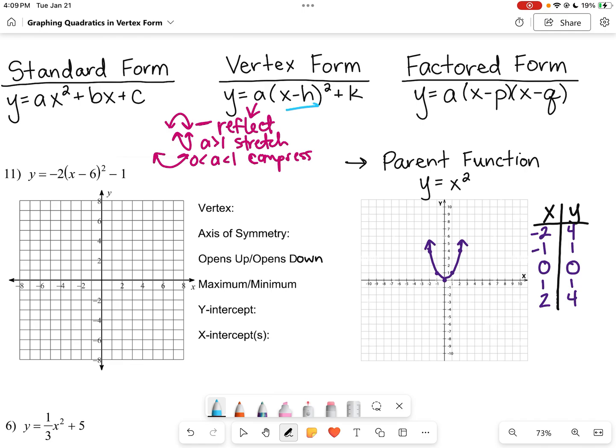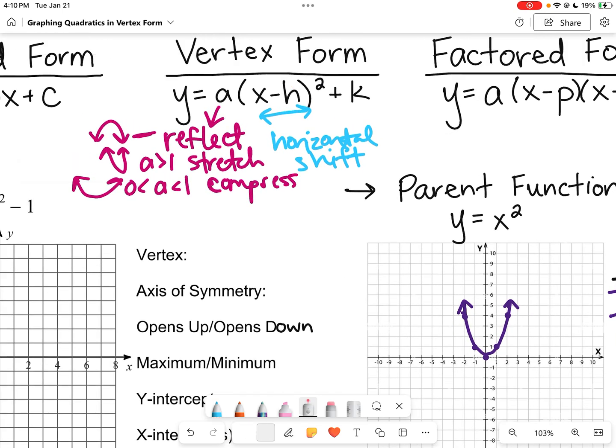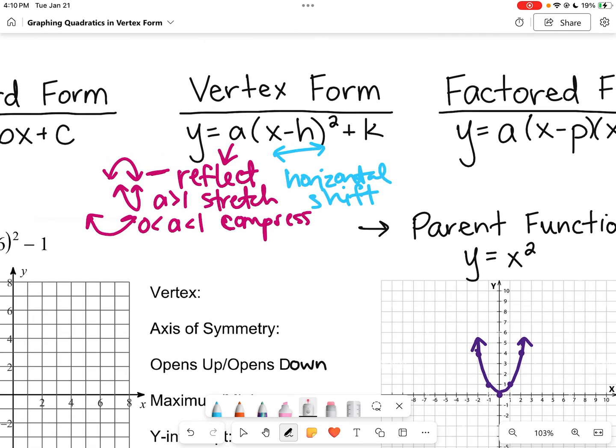So this H value is going to move your graph left or right. So we're going to call that a horizontal shift. And what happens here when I move left or right, we actually do the opposite of what we see. And let me explain why.